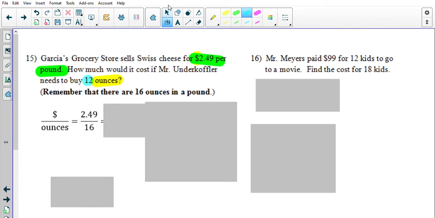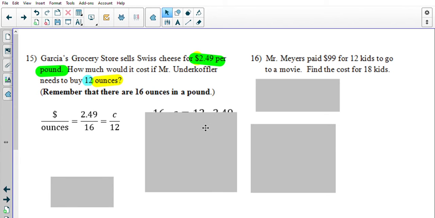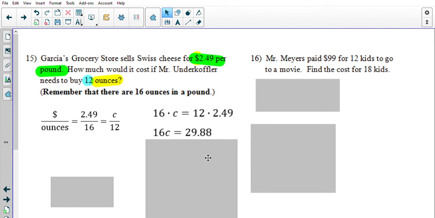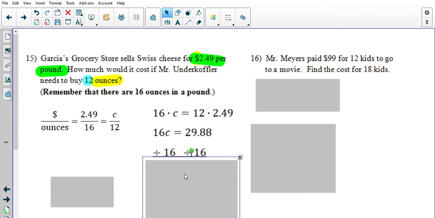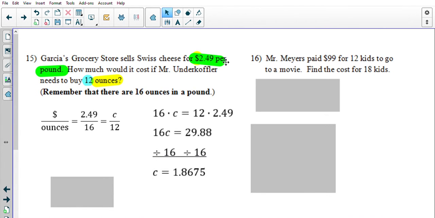So guess what? 12 ounces. Ounces is on the bottom. So we have C for the cost over 12 ounces. So what is the cost for 12 ounces? Let's cross multiply. We have 16 times C equals 12 times $2.49. That's 16C equals 29.88. Divide both sides by 16 and we will get exactly 1.8675.